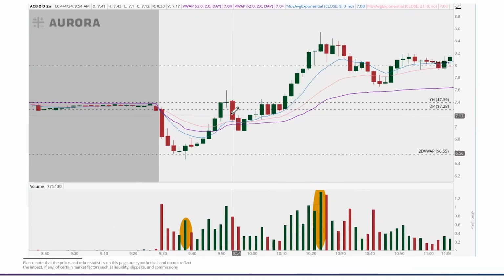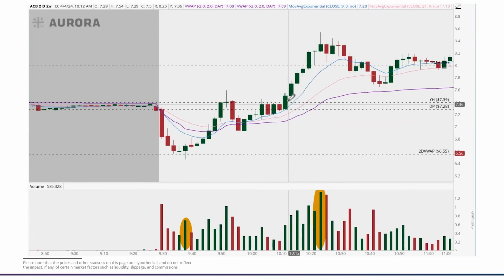From there, we get a pullback into VWAP. We bounce, reclaim VWAP, reclaim the 9 and 21 EMA, and begin to consolidate at the top of that range. At this point, what I feel like works best is to move your stop from low of day to just below this higher low. Now that the stock reclaimed VWAP, we're getting confirmation that the bottom could be in for the morning. We're holding back over VWAP. I want to protect the profits on this trade, and I feel like this higher low is a great stop. From there, I add back what I sold on this move as we break to new highs.